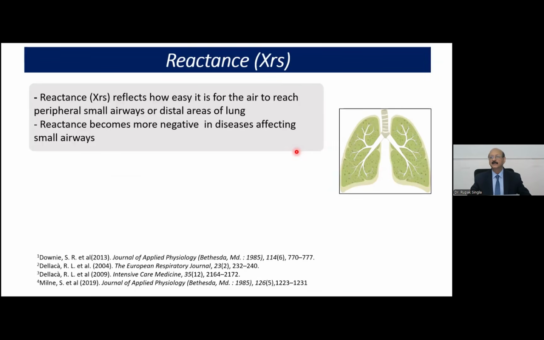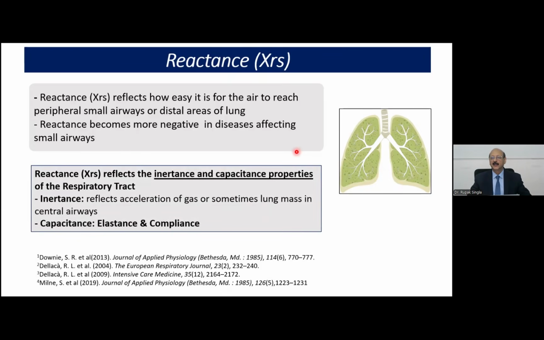And what about the reactance? Reactance basically reflects how easy it is for the air to reach the peripheral small airways or the distal areas of the lung, and reactance becomes more negative in the diseases which are affecting the small airways. The reactance reflects inertance and capacitance properties of the respiratory tract.